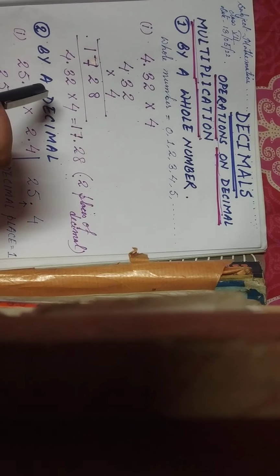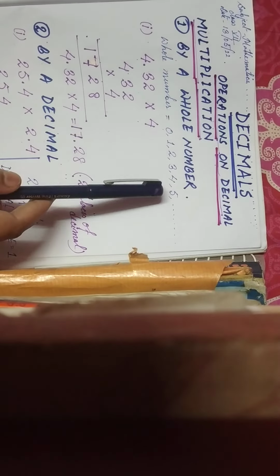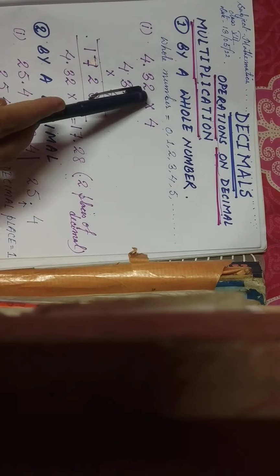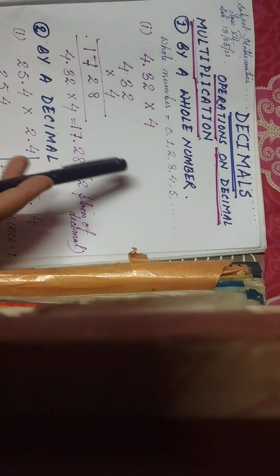What are whole numbers? In the previous classes, I have told you that whole numbers start from 0. That means 0, 1, 2, 3, and so on. These all numbers are known as the whole numbers. So in the first case, we will multiply a number by a whole number.